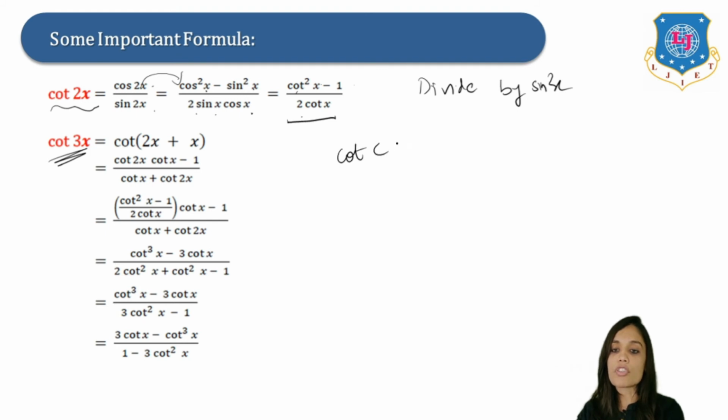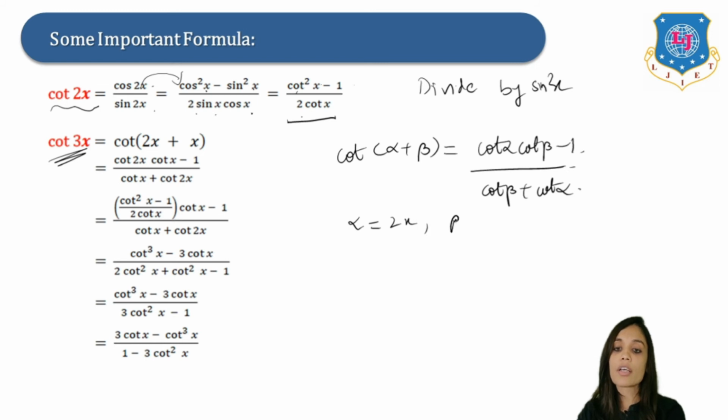Lastly, let us prove the formula of cot 3x. Again, we will use the formula of cot(alpha + beta). So the formula is (cot alpha cot beta - 1) upon (cot beta + cot alpha). Just put alpha as 2x, beta as x. So you will get (cot 2x cot x - 1) upon (cot x + cot 2x).